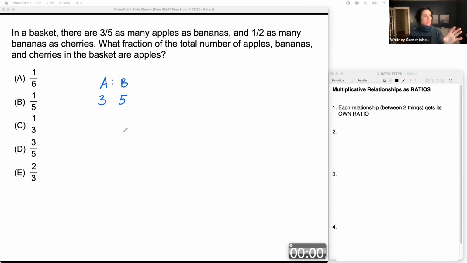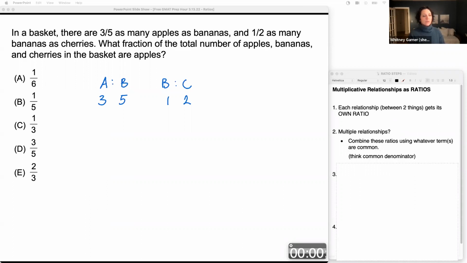Next relationship is given as bananas to cherries. So it's its own ratio. Now I go bananas to cherries. And it's half as many bananas to cherries. So for every 2 cherries, I have 1 banana. Notice that in this case, the fractions themselves are the ratio, 3 to 5, 1 to 2. So step 1, everything ends on my paper as its own ratio. Step 2, do we have multiple relationships? Yes.